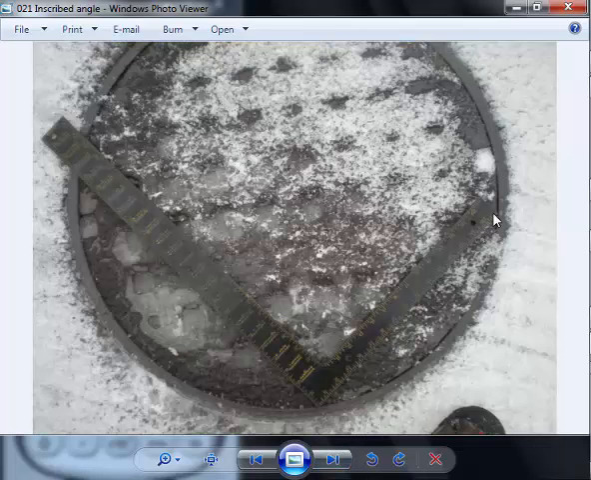Here's an interesting thing. This is an inscribed angle in a circle. If the vertex of the angle touches the circle, then it's an inscribed angle.